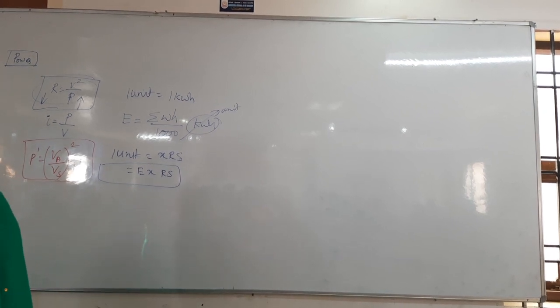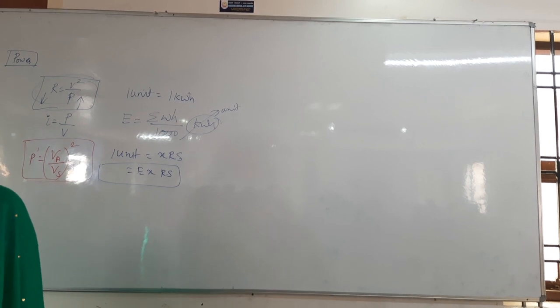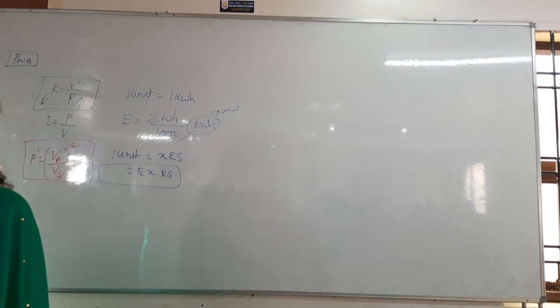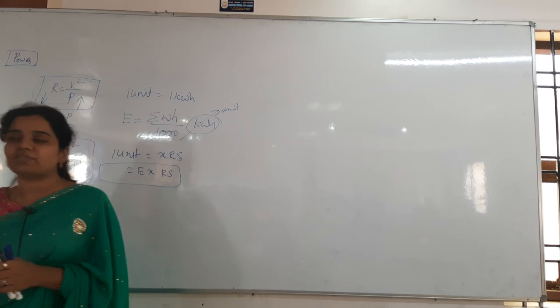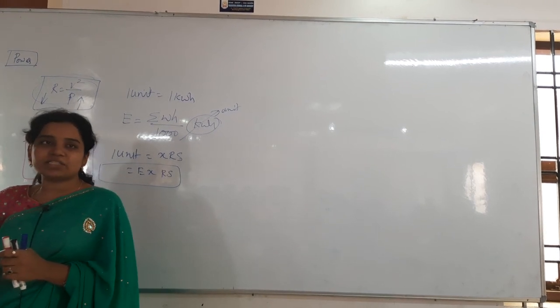In the case of series, we will take it the same as the capacitor. In capacitor, CS, the effective capacitance, what can we write? C1 C2 by C1 plus C2. In the same way, series power is also P1 P2 by P1 plus P2. Parallel is nothing but we just get P1 plus P2. So that will be easy only.